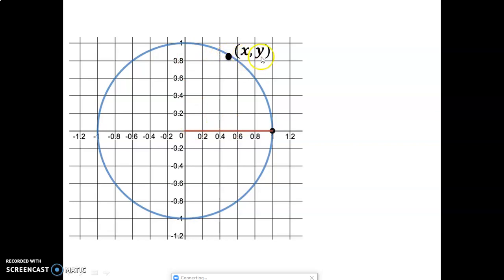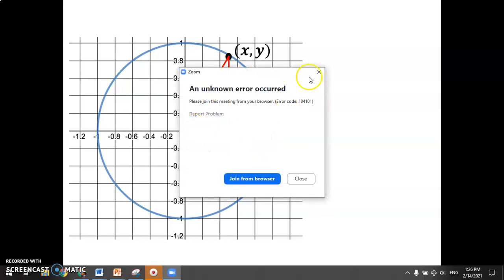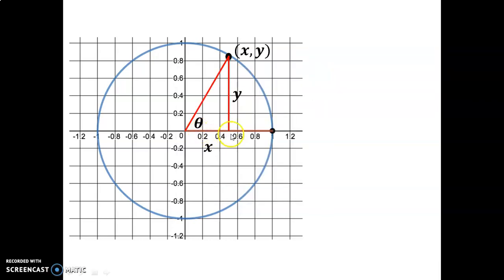To find those x and y values, we can draw a triangle, and that's what we were doing in the last lesson. And in that triangle, we can use basic trigonometry. We can say, if we know this angle here, we can find the x and y values. We can find this distance and this distance by using basic trig.